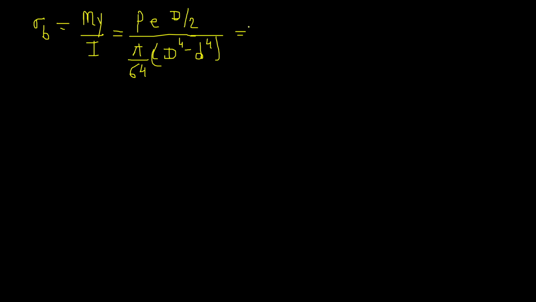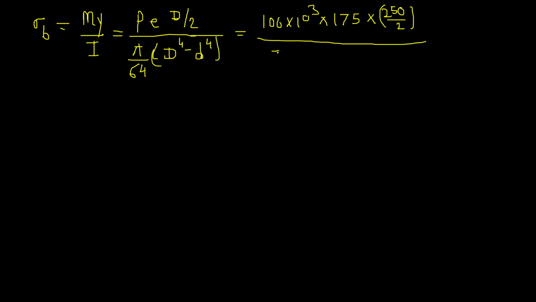Okay, now substituting the values, P is 100 into 10 to the power 3 multiplied by e, 175, D is 250 divided by 2, divided by pi by 64 into capital D to the power 4 minus small d to the power 4, that is 250 to the power 4 minus 200 to the power 4. Okay, this is equation number 2.